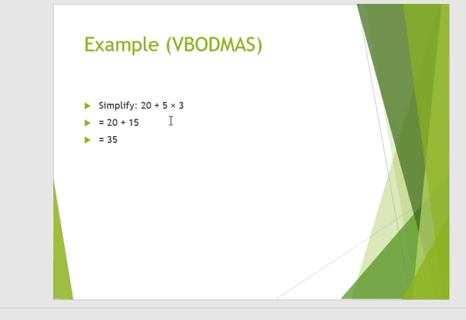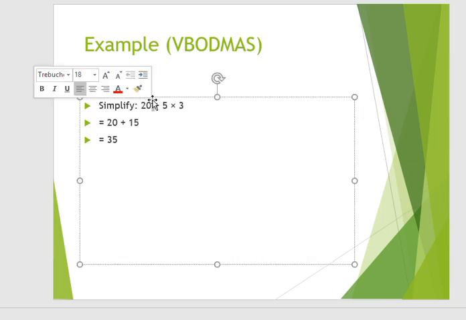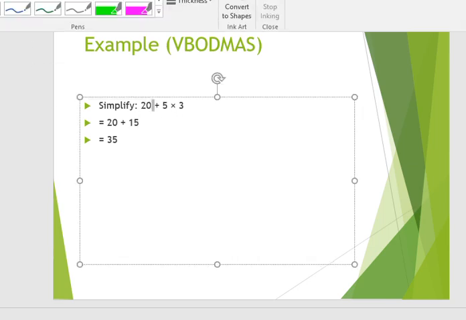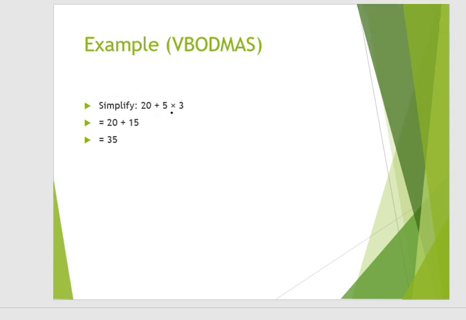An example of this one is: simplify 20 plus 5 into 3. See, please students, please pay attention. It means we have to first do the multiplication, as the rule says: brackets, division, multiplication, and then addition and subtraction. So first we need to multiply.